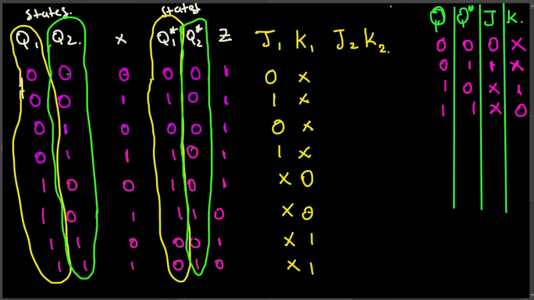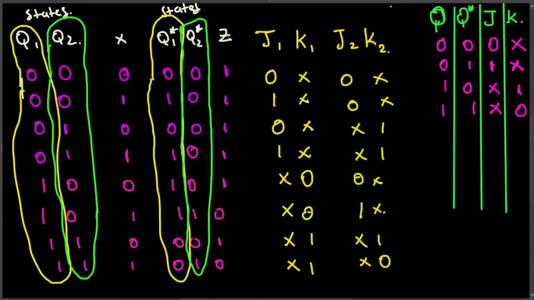Okay, first we have 0 0, that is 0 and don't care, and then 0 0, 0 and don't care, and then 1 0, that is don't care and 1, and then 1 0, that is don't care and 1, and then 0 0, that is 0 and don't care, and then we have 0 1, that is 1 and don't care, and then we have 1 0, that is don't care and 1, and then we have 1 1, that is don't care and 0. Now we have created the truth table for these two JK flip-flops.